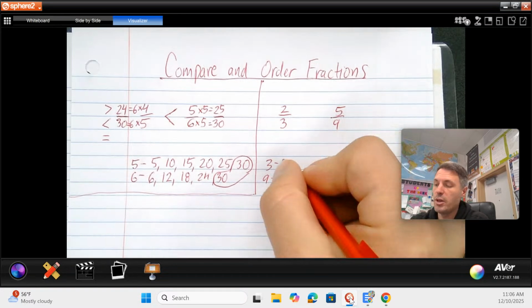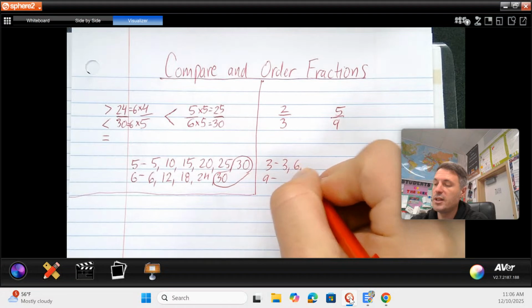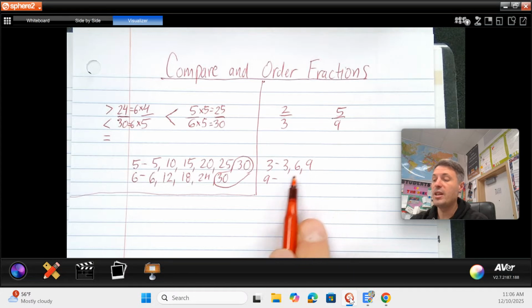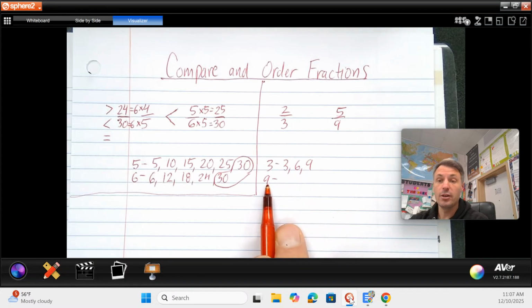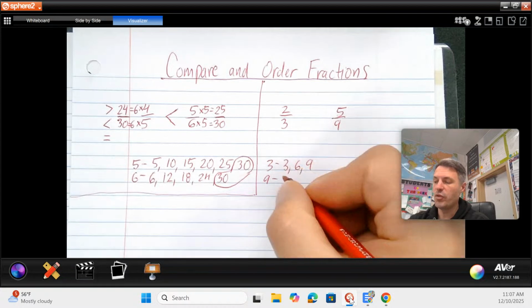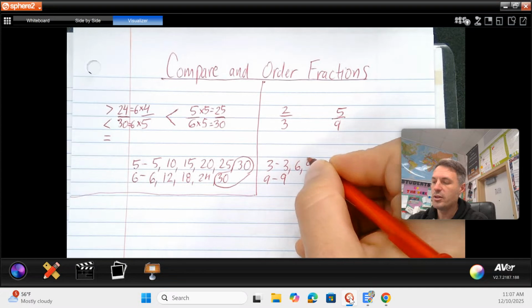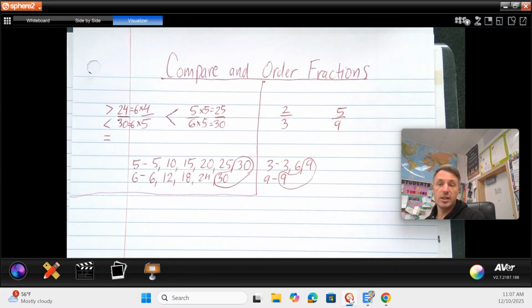So we count by threes, 3, 6, 9. Notice, in counting by threes, the third number that we get to, 9, is the other denominator. So we know we can stop because the first multiple of 9 is 9. So we already found the least common multiple. It's the smallest number that's a multiple of both 3 and 9. That number is 9 itself.